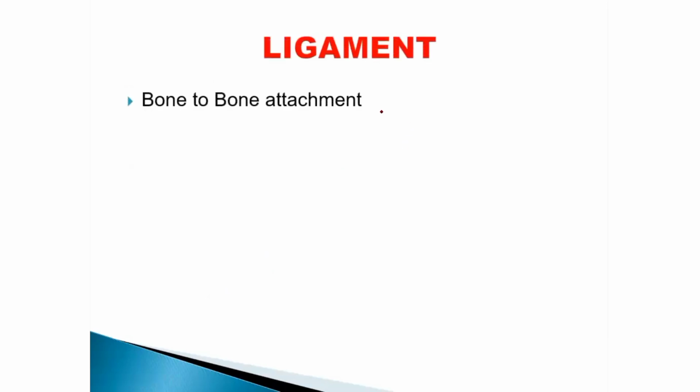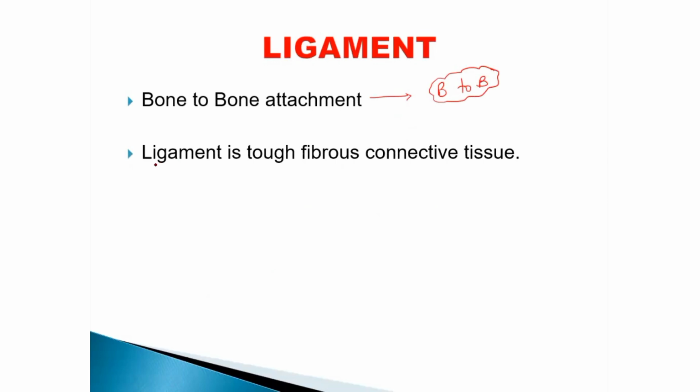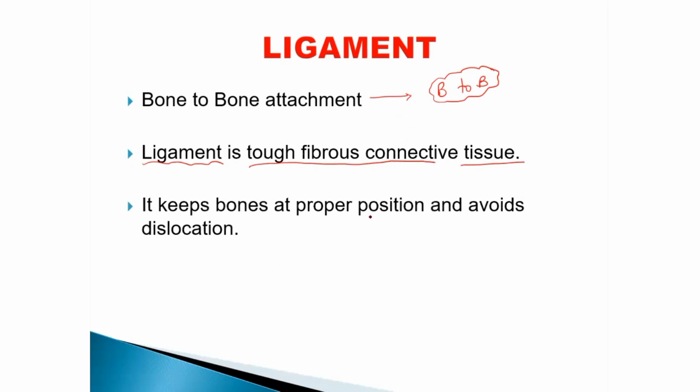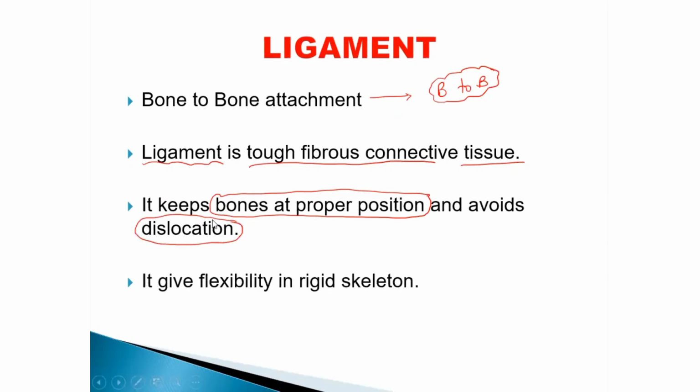What is a ligament? A ligament is something that provides B to B, that is bone to bone attachment. How is the ligament in nature? I can say a ligament is tough fibrous connective tissue. What it does is keep bone at the proper position. This is a very important word: bones at proper position. If your bones are held in position, it is only because of ligament. And ligament avoids dislocation. If there is dislocation, then it can lead to fracture.